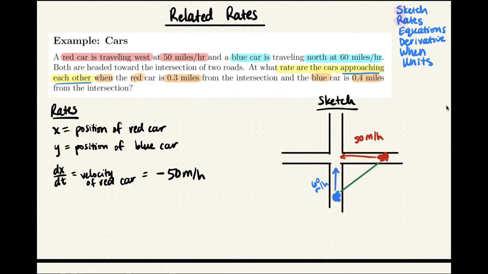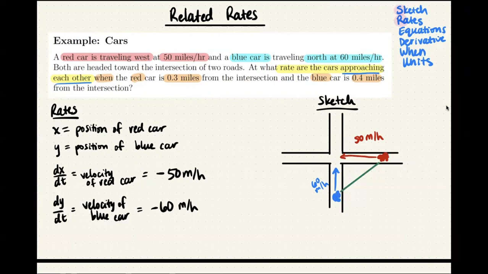So I'm going to make this a negative. Distance between the cars is getting smaller, so I'm making that a negative. If they were positive, they'd be getting farther apart, right? But they're getting closer. So similarly, dy dt, I'm told the velocity of the blue car is negative 60 miles per hour. And again, I made this negative because it's getting closer. These are getting closer to each other, so this distance between them will be getting smaller.